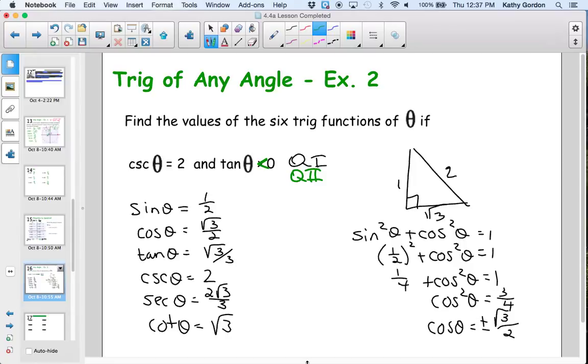Cosine and tangent, and then secant and cotangent, would be negative. Okay, so in quadrant 2, the only one that is positive out of the top 3 is sine. So that means cosine and tangent would have to be negative, which then means their reciprocals would have to be negative. So the number parts don't change, but whether they're positive or negative is going to change based on which quadrant you're talking about. Okay?